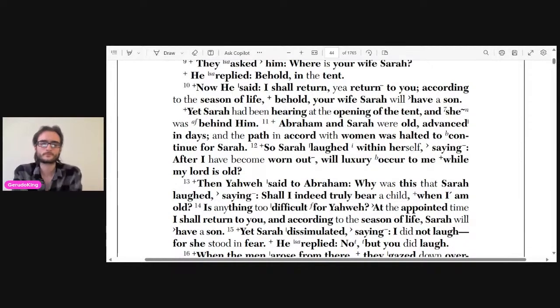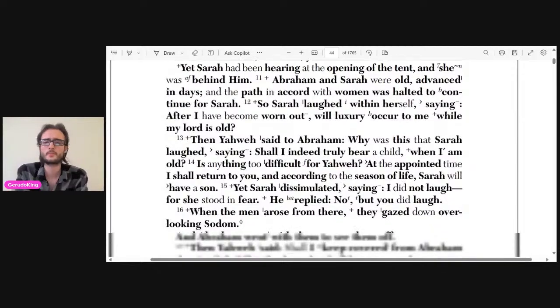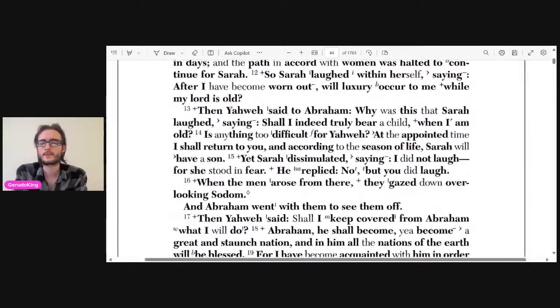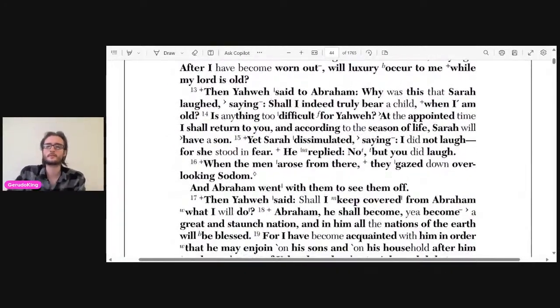And Yahweh said to Abraham, Why was this that Sarah laughed, saying, Shall I indeed truly bear a child when I am old? Is anything too difficult for Yahweh? At the appointed time I shall return to you, and according to the season of life, Sarah will have a son. Yet Sarah dissimulated, saying, I did not laugh, for she stood in fear. He replied, No, but you did laugh.